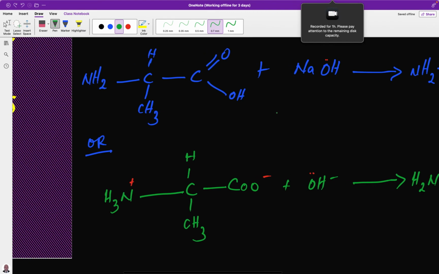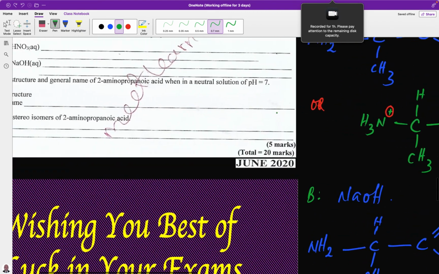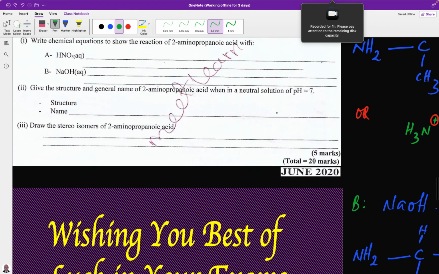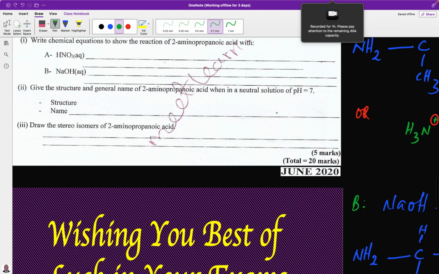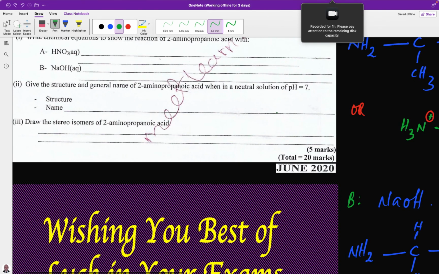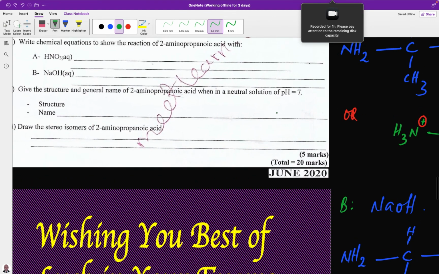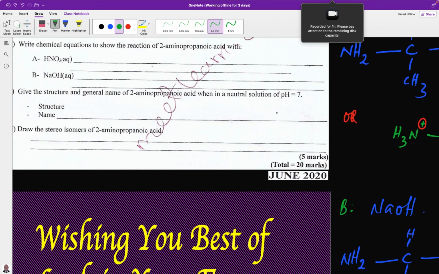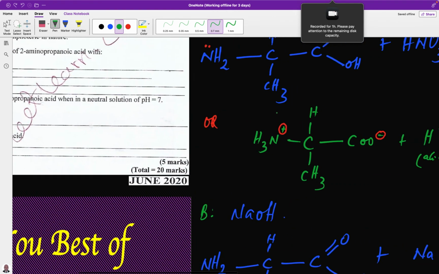It takes us to the last section of the question that says, give the structure and the general formula and the general name for 2-aminopropanoic acid when in a neutral solution, at pH 7. I said in a neutral solution, it has the ions there.